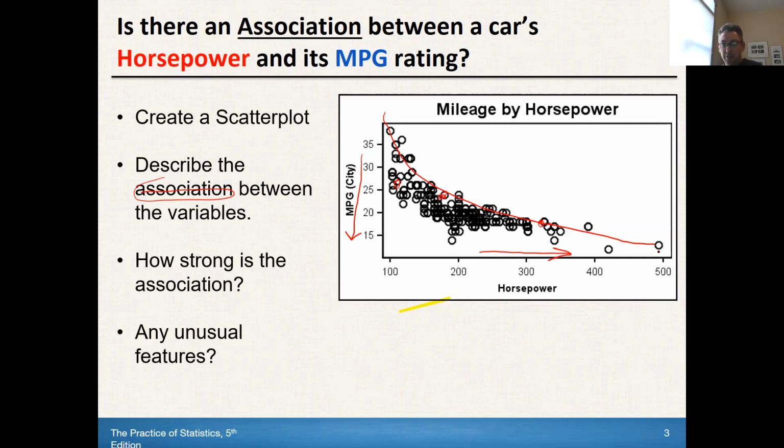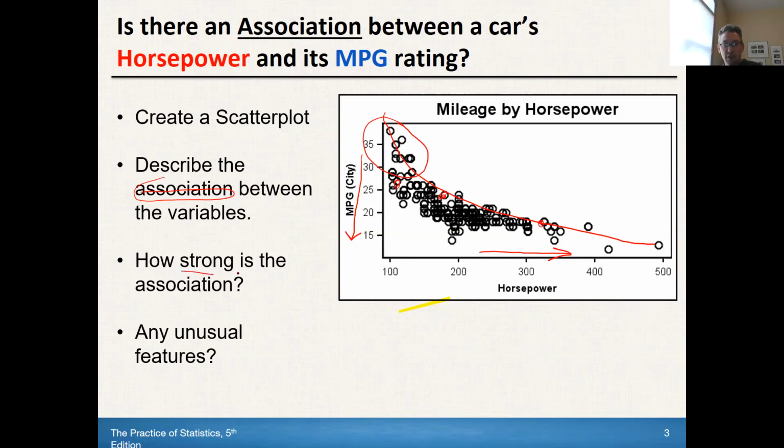That might make sense to you if you know anything about cars, because cars that have a lot of horsepower are typically very powerful cars, maybe big pickup trucks, things like that, and they generally do not get good gas mileage. What you might have up here, cars that are out here would be cars that are not very powerful, so they're probably pretty small cars, but they're going to get very good gas mileage.